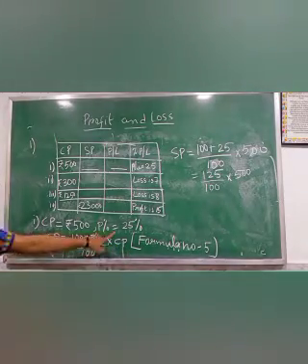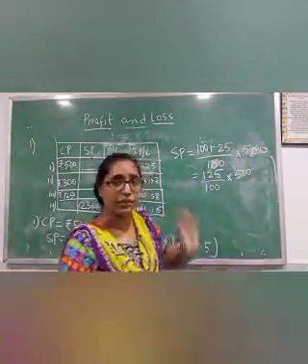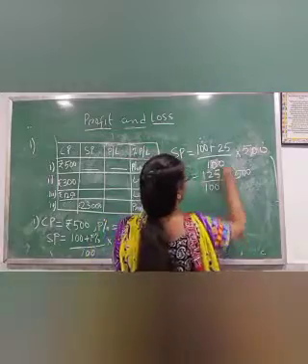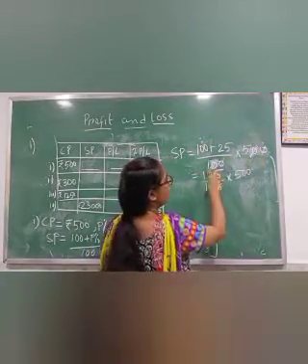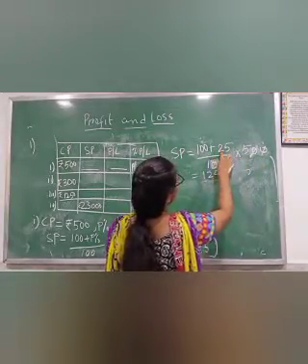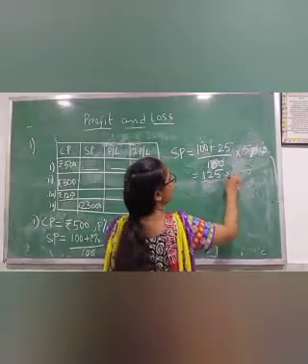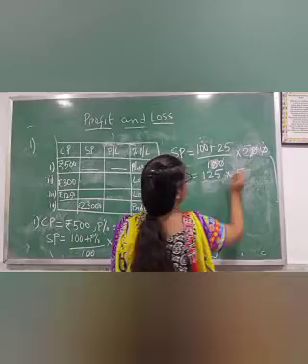So the profit percentage is 25, I am writing 25, and CP is 500, I am writing 500. Then what we will do? We will cancel the zeros. We have 1 here, so we will not be able to do anything. So 100 plus 25 is 125, into we have here 5. And below we have nothing but 1, no need to write this one.